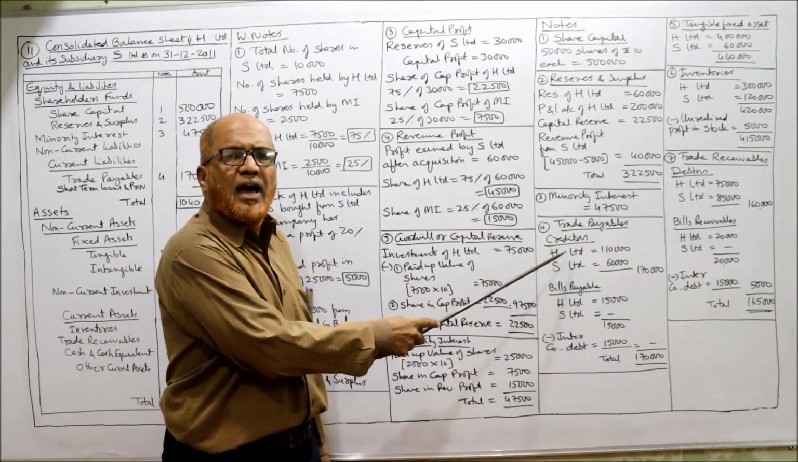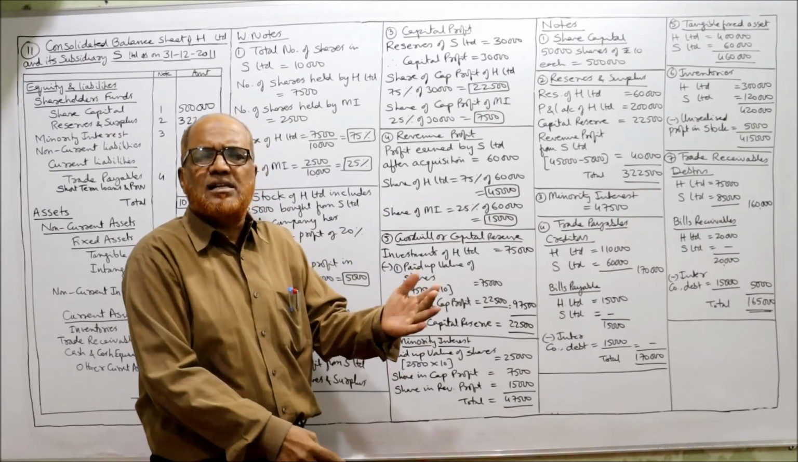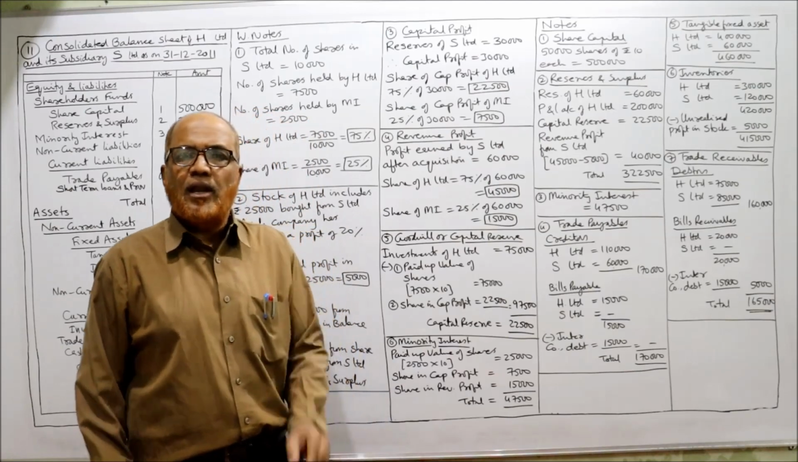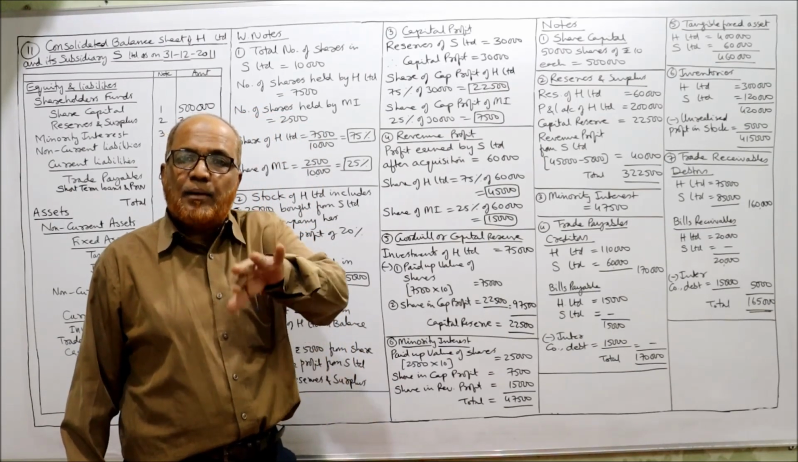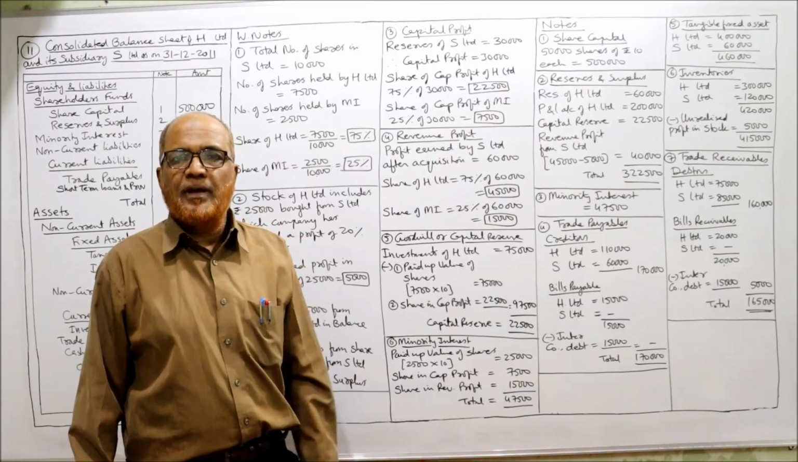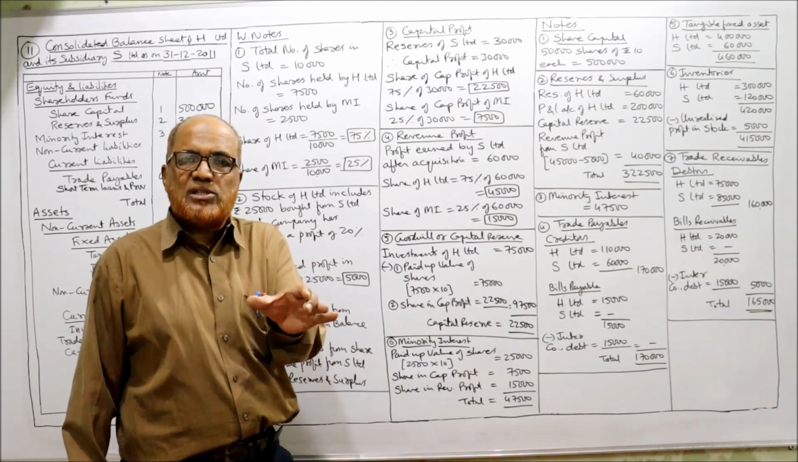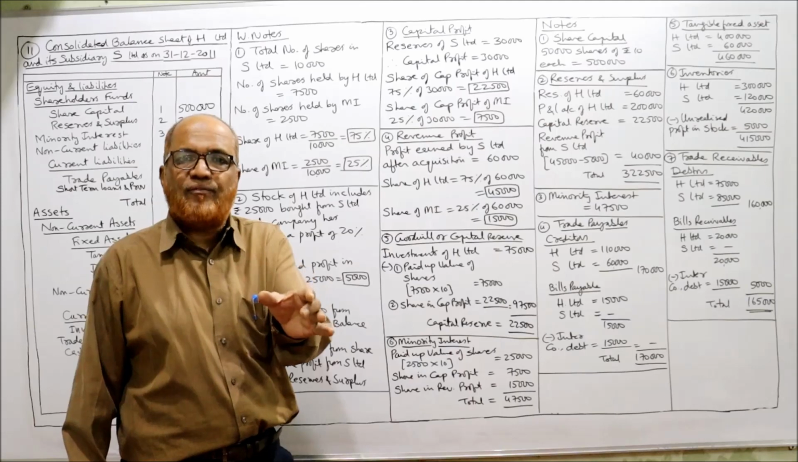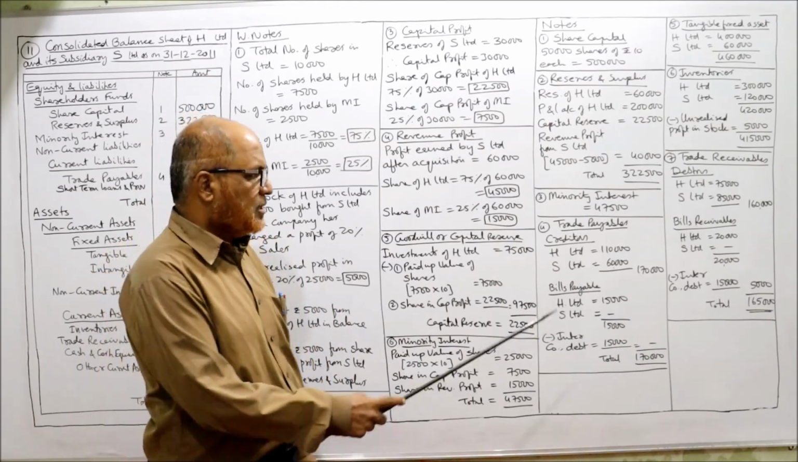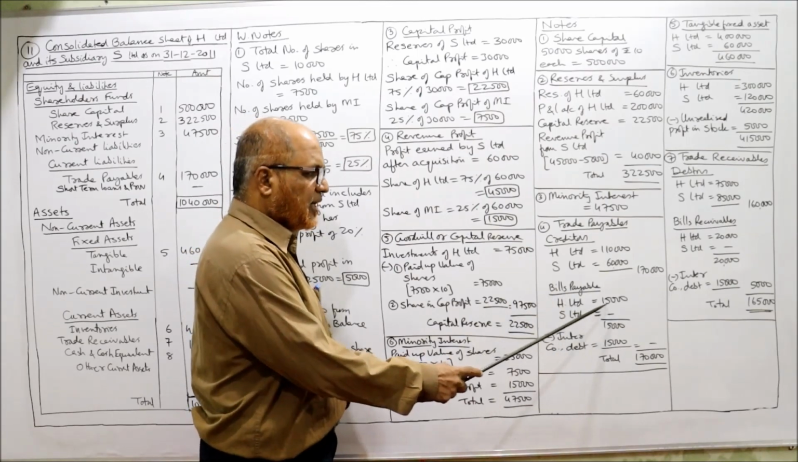So for creditors, we add up the creditors of H Limited and S Limited, no adjustment, nothing. Add both, 1,70,000. Now bills payable. Add up the bills payable of both the companies minus intra-company debt. It is given in the problem that all the bills payable of S Limited are to H Limited only. We will remove the inter-company amount, 15,000.